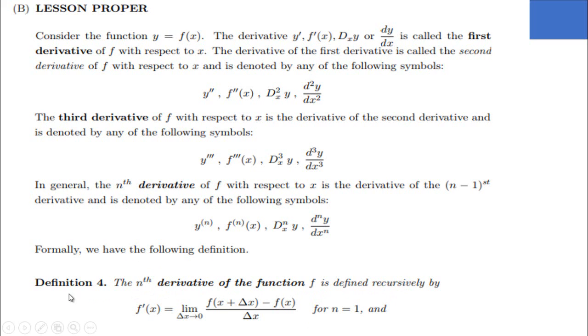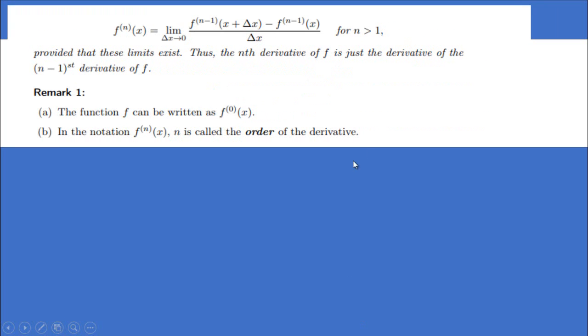And we've got f prime of x equals the limit of f of x plus h minus f of x all over h as h goes to 0, or delta x goes to 0, for n equals 1. And for n greater than 1, you have f n of x equals the limit of f (n minus 1) of x plus delta x minus f (n minus 1) of x all over delta x as delta x goes to 0. So meaning, kung kunin natin ang third derivative, dapat 3 minus 1, dapat makakuha ka muna ng second derivative.